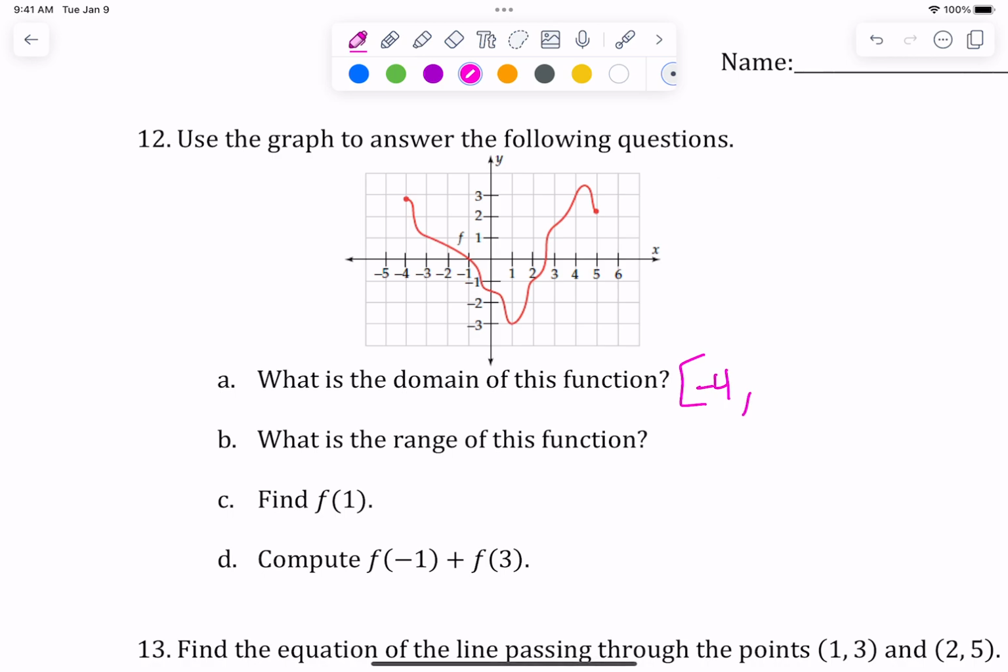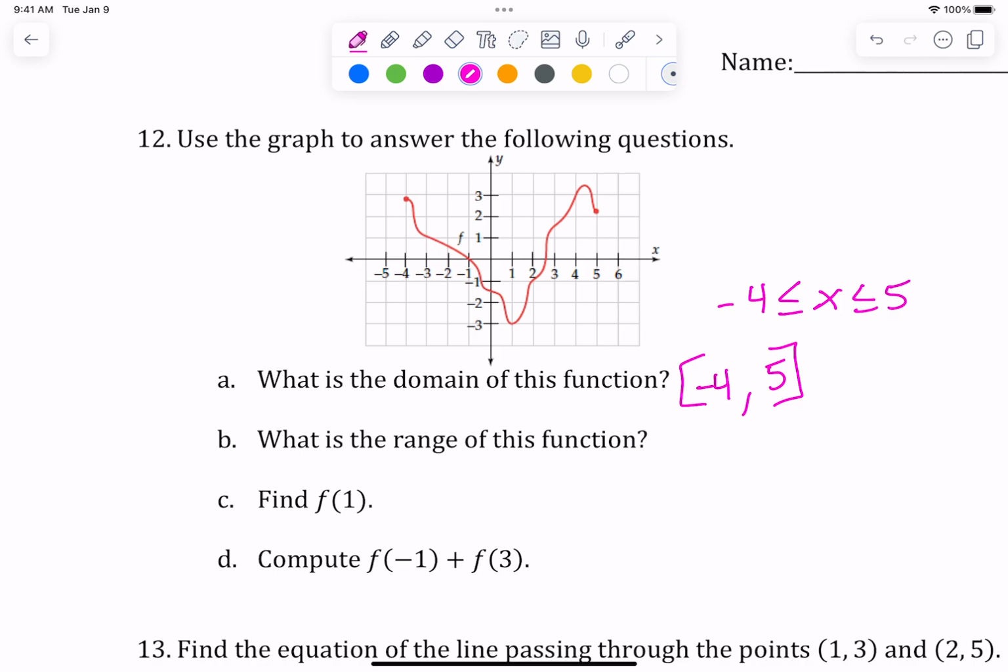Perfect. So if you draw a bracket, comma, a circle around the fly. Is he on the screen? He's crawling around. How far to the right does he go? 5. Bracket or paren? Bracket. There you go. That's the domain. You could also say -4 is less than or equal to x, which is less than or equal to 5. That's what that means. But you are on the right track.